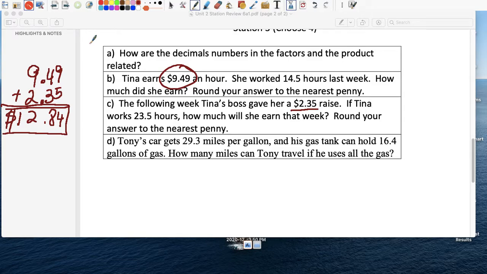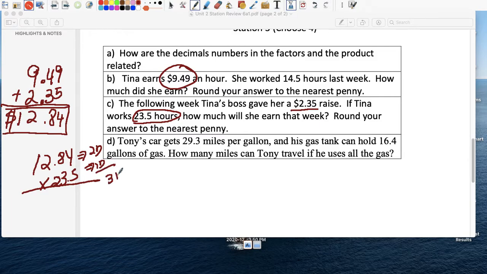So now she has more money. So now she goes to work, and that week she worked 23.5 hours. So how much money is she taking home? So 23.5. Let's multiply that. So 2 decimal places, 1 decimal place. So our answer is going to have 3 decimal places, which means we're going to have to round. Okay, but let's multiply first. And again, if you're showing this as work, I need to see all this. You can use your calculator to double check your work, no problem there.